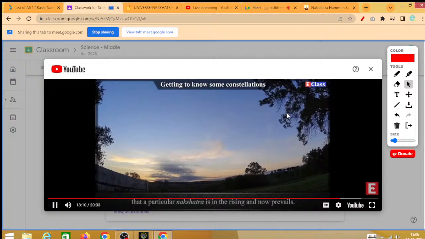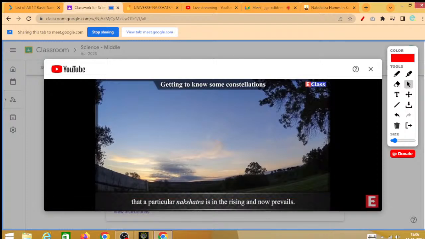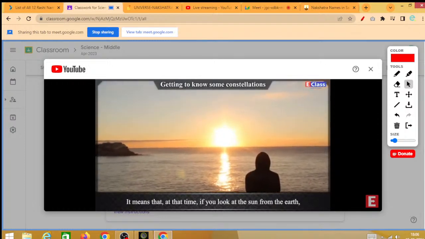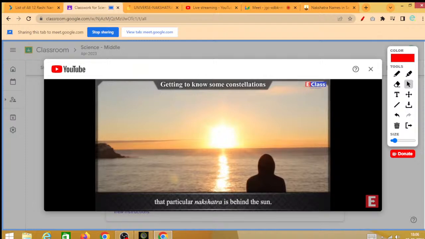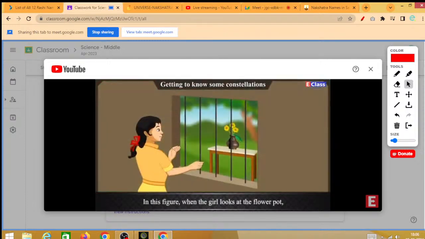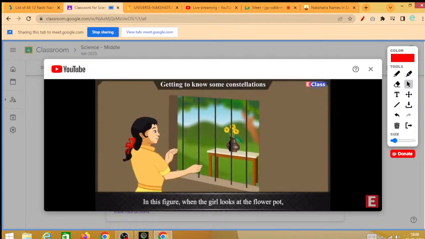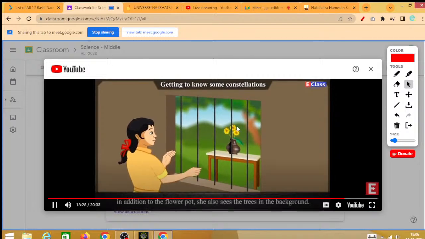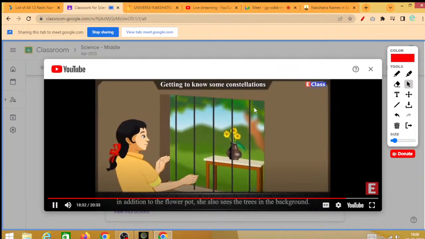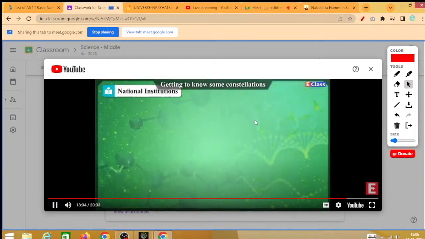You might have heard some elders saying that a particular nakshatra is in the rising and now prevails. It means that at that time, if you look at the sun from the earth, that particular nakshatra is behind the sun. In this figure, when the girl looks at the flower pot, in addition to the flower pot, she also sees the trees in the background.